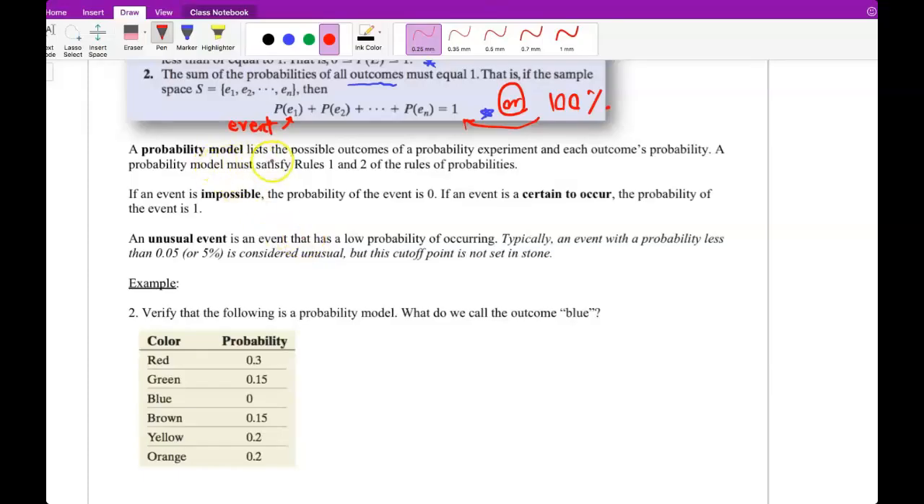Now, a probability model lists the possible outcomes of a probability experiment and each outcome's probability. If an event is impossible, what that means is the probability of the event is 0. This means the probability of the event is equal to 0. So this is impossible.